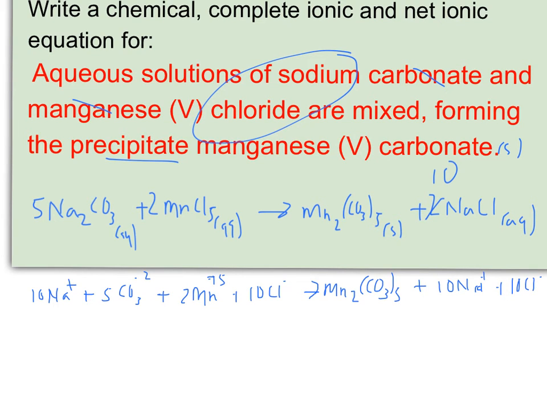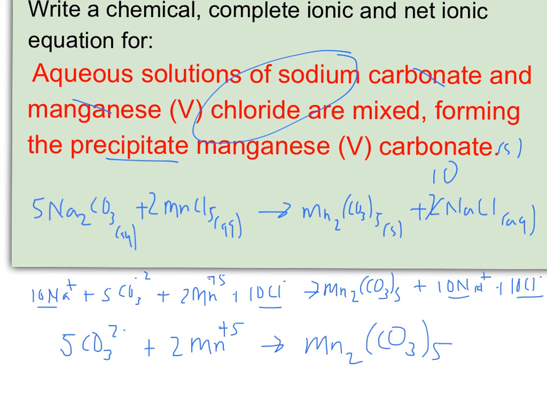So when I look for my spectator ions, my Nas and my Cls are spectators, so my final net ionic equation would be 5CO3 2 minus ions plus 2 Mn plus 5 ions yields Mn2CO3. So that's an example of a precipitate, a solid precipitate, written out as a complete and a net ionic equation.